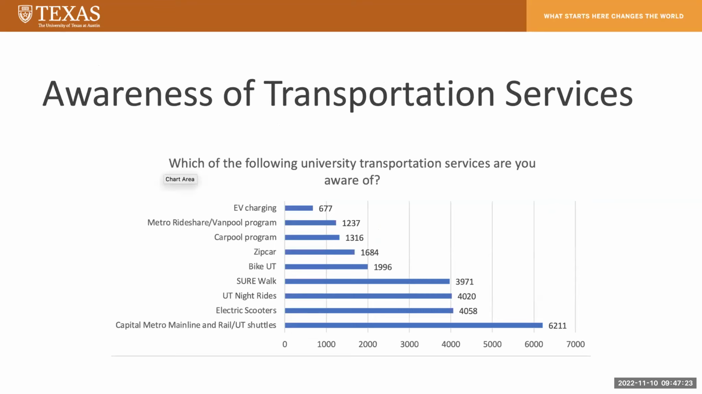This is one of the responses. We asked people if they were aware of all these services. The university provides all kinds of services. I noted earlier that we have a pretty well-established shuttle bus system. Most people are aware of that, Capital Metro, Mainline, and Rail UT shuttles. And in fact, if one has a UT ID, one can ride all of the Capital Metro services with no out-of-pocket cost. And so we really encourage public transportation use. Most of the people are aware of most of the programs that are around.